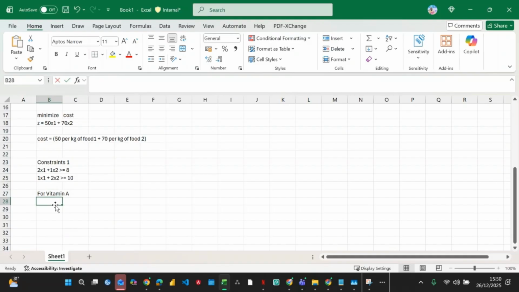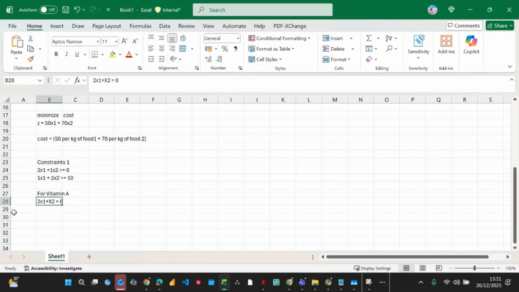So what would we do for vitamin A? For vitamin A now, what we need to do is to say we have 2x1 plus x2 equals 8. That's an equation. We have equation 1, right? Now if you notice, I said 2x plus x is equal to what?